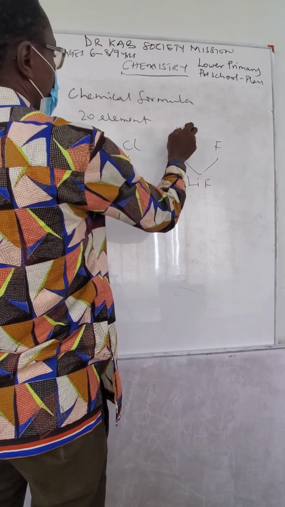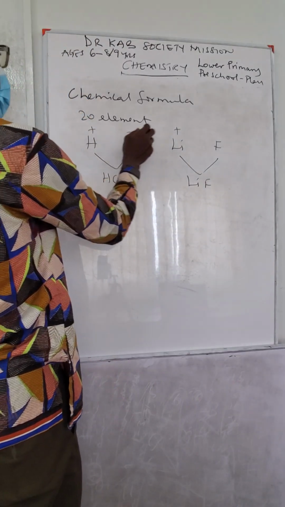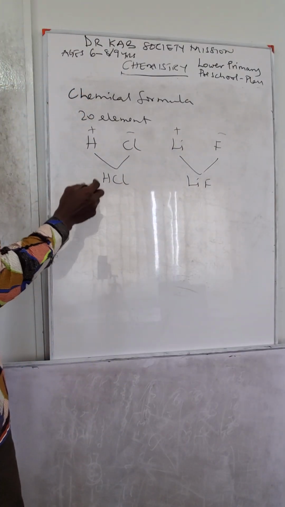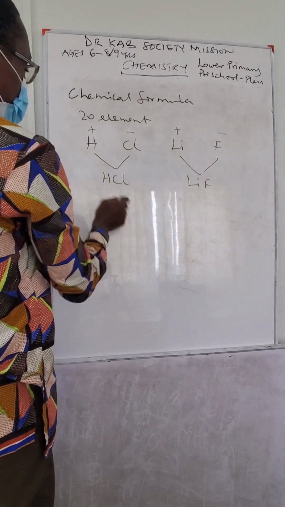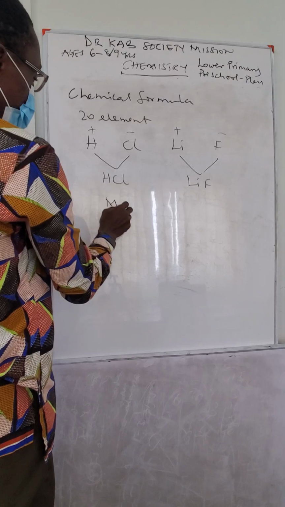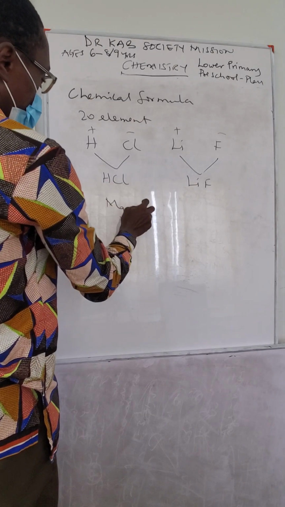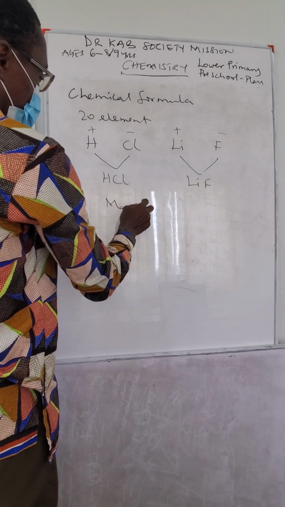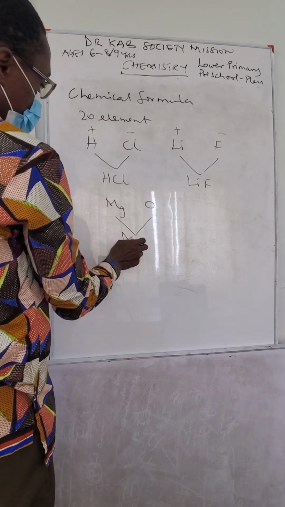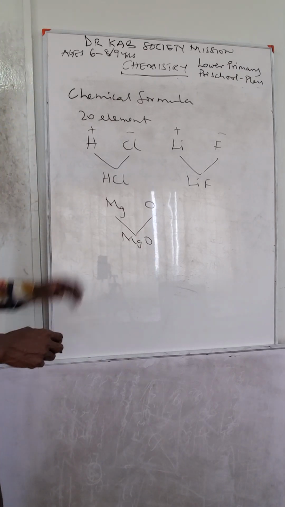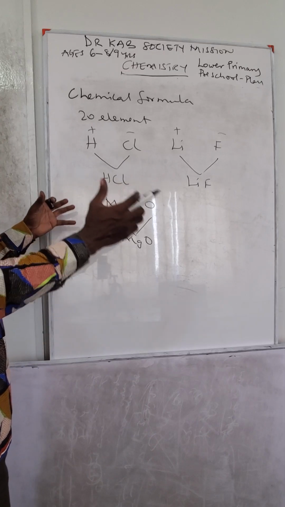Here this is always positive. This is positive, this is negative. So we can let them try. Just pick any of the 20, put them together. Always the positive first. And then let them put them together. So if I have magnesium here, and then I have oxygen here, put them together. Don't make it complex, something like that.